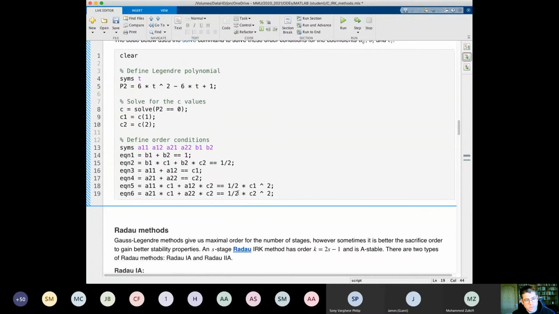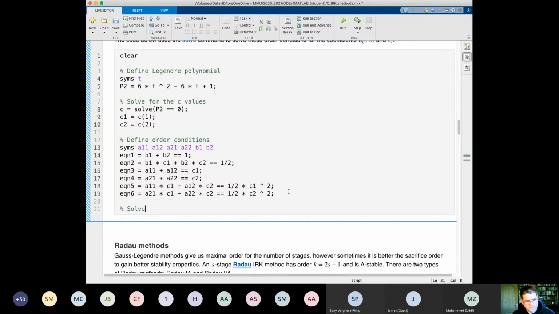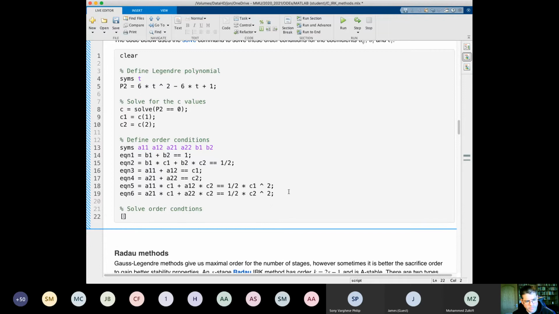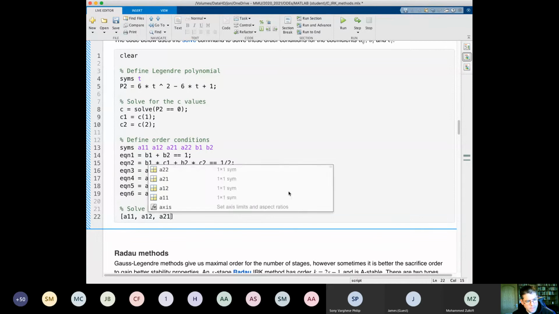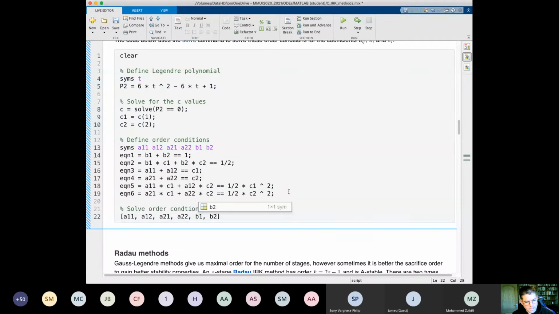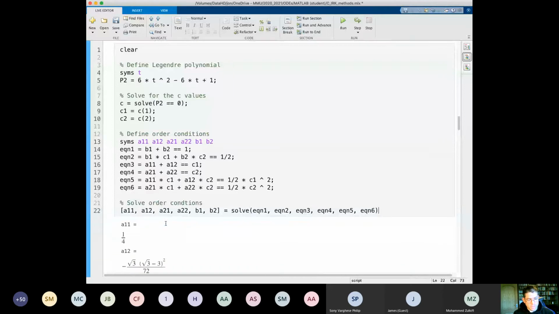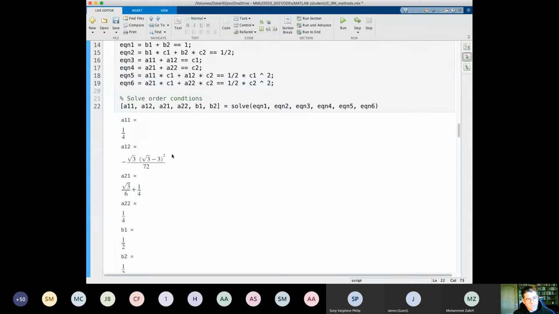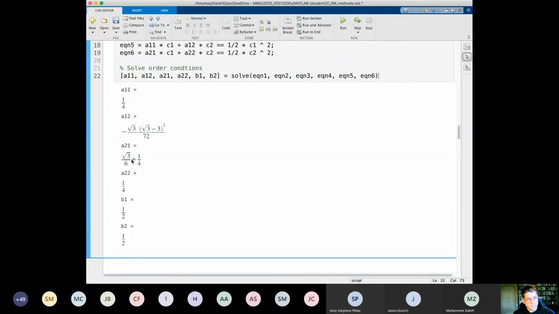Okay, so we've got 6 order conditions. So I'm going to solve the order conditions using the MATLAB solver routine. So we list the variables I want to solve for in square brackets, B1 and B2, and using the solve command, I'm going to list all of the equations I'm solving. Okay, so I press F5. Okay, it's gone away and solved it. You notice for A12 it's actually solved it, but it hasn't given it in a very nice form.